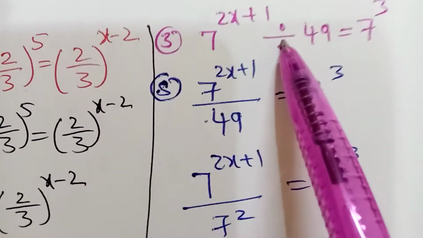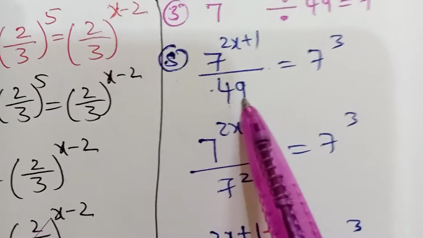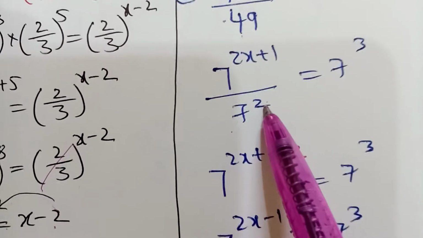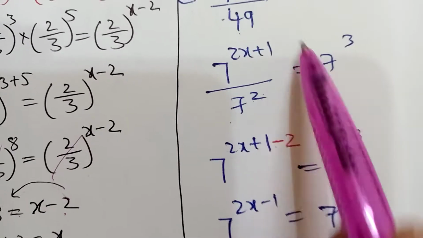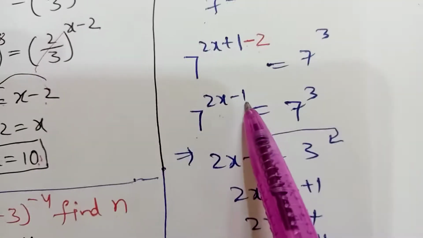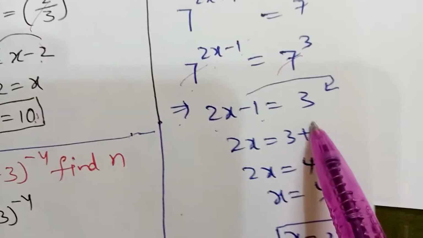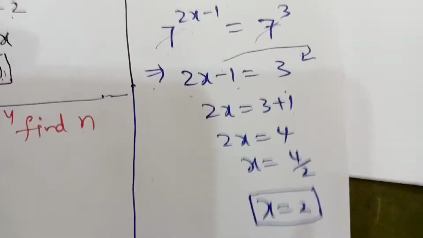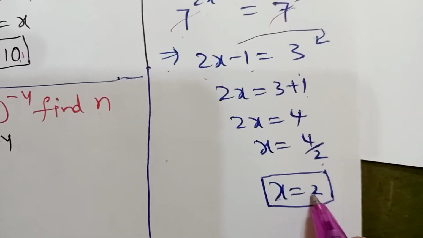Given this, divide by 49 is equal to 7 power of 3. 49 I can write as 7 power of 2. So a^m by a^n is a power of m minus n, so plus 2 will come up and become minus 2. So 7 power of 2x minus 1 minus 2 implies 7, 7 cancel. 2x minus 1 is equal to 3. Send minus 1 there, it becomes plus 1. So 2x is equal to 3 plus 1, 4. x is equal to 4 by 2. x is equal to 2.